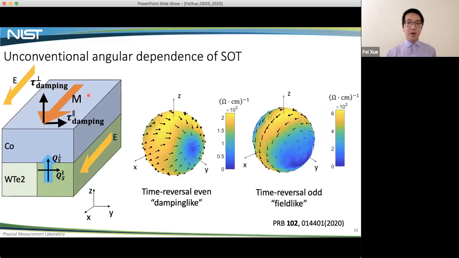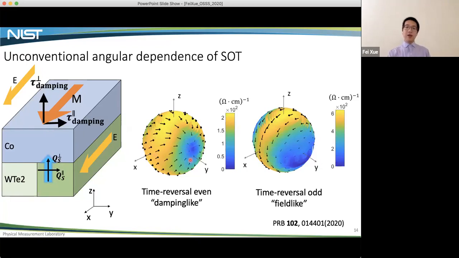So let me remind ourselves about the geometry again, because we will use some notation here. I don't want to lose all of you by just looking at some complicated graph. So we apply the electric field in the X direction, which is the mirror symmetry direction. In this tungsten ditelluride cobalt heterostructure, we know that both perpendicular and in-plane spin currents can be generated. These two, in principle, can exert damping-like torque on the top cobalt layers.